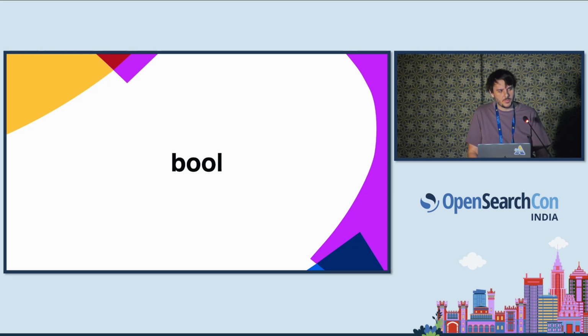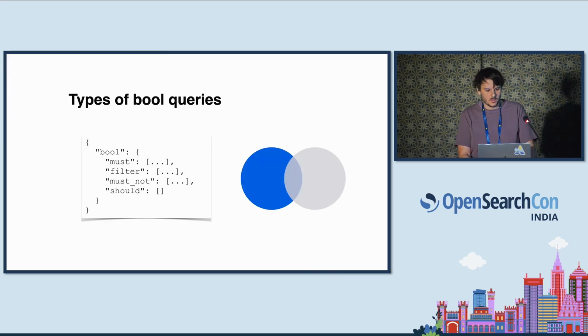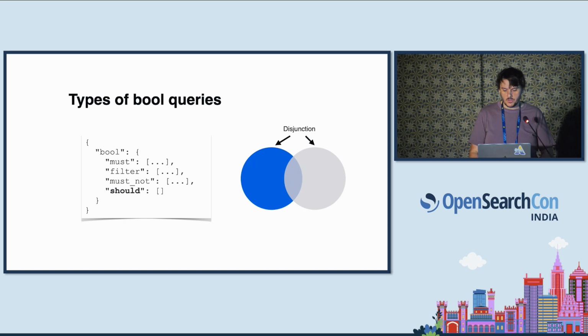Next up, I wanted to talk about Boolean queries. Just in terms of a bit of terminology, when you're using must, filter or must not, I consider this a conjunction query. And when you're using should, I consider this a disjunction query. I'll be using these two terms moving forward. I just wanted to give you that explanation so that you understand what I'm talking about when I talk about conjunctions or disjunctions.